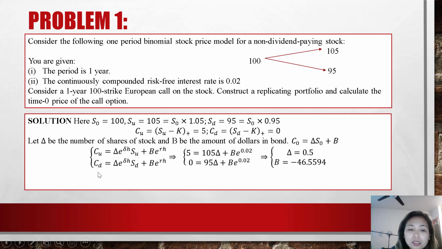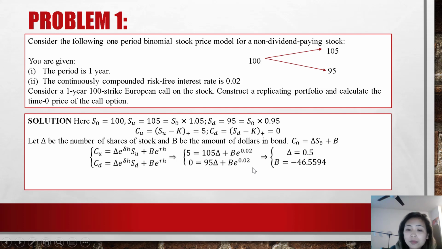Similarly for Cd. Cd is the payoff of the call option in case the stock price falls down to 95. In case the stock price falls to 95 at time h, we have delta e to the delta h shares of stock, where the price of the stock is Sd. So we get delta e to the delta h times Sd. And the B dollars in bond at time 0 accumulate to B times e to the rh at time h. That's why Cd is equal to delta e to the delta h Sd plus B e to the rh. Cd is 0, so 0 is equal to 95 delta plus B e to the 0.02.